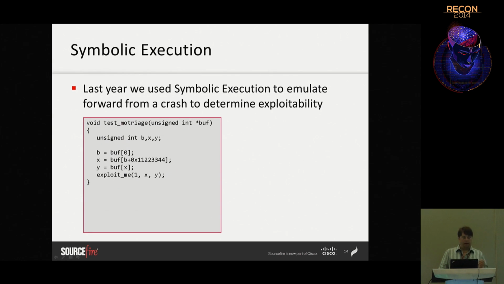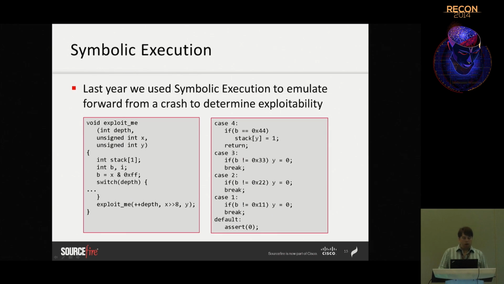So as I already mentioned, last year we used symbolic execution to look forward from the crash. Here's a contrived example, but you can see where we assign a value to x and we dereference off into the middle of memory. So clearly we crash right there. But then what we're looking for is that was a read AV. We're looking to see if we can get to a write AV, which is in case 4 on the right here, where stack y equals 1.